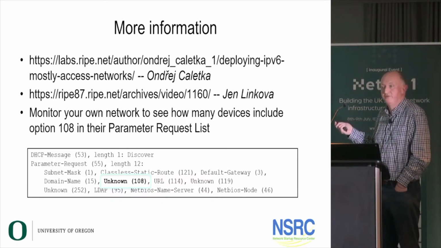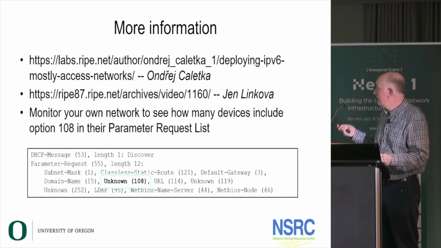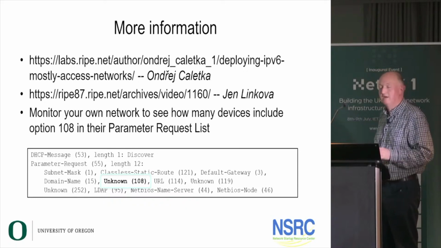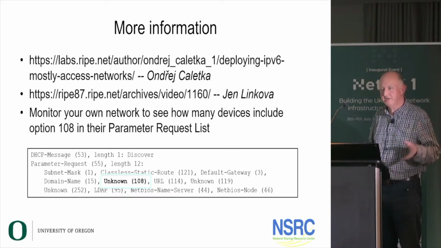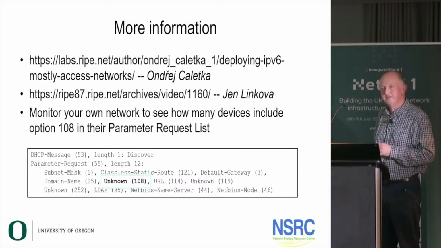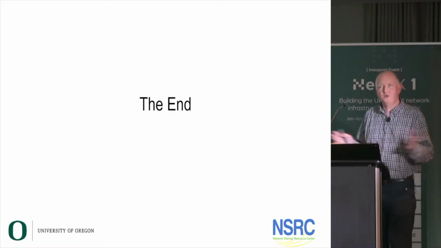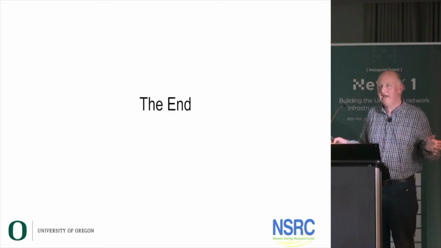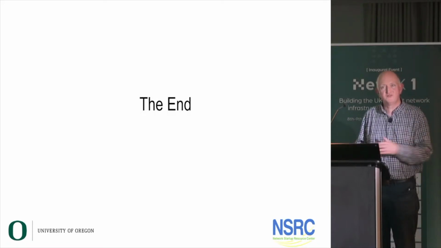And if your DHCP logs don't tell you that, then even just a tcpdump will show you which devices are requesting option 108 in their DHCP discover messages. And with that, I will say that's all I wanted to talk about, but I'm very happy to attempt to answer questions from anybody who'd like to raise them.